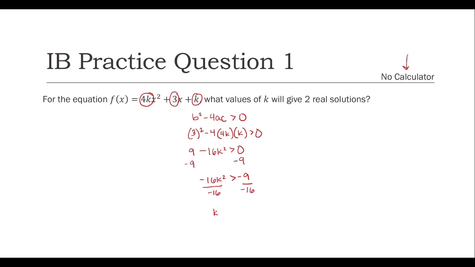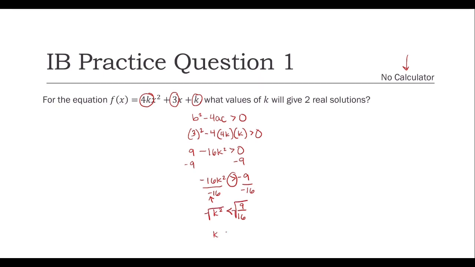So we get k squared is less than, because we're dividing by a negative, we have to switch our sign from greater than to less than. So k squared is less than 9 over 16. Then we'll take the square root of both sides, which will give us that k is less than 3/4. And also, we need our negative version because this will be plus or minus. So k is also going to be greater than negative 3/4 because you have to flip your sign because it switched to negative.